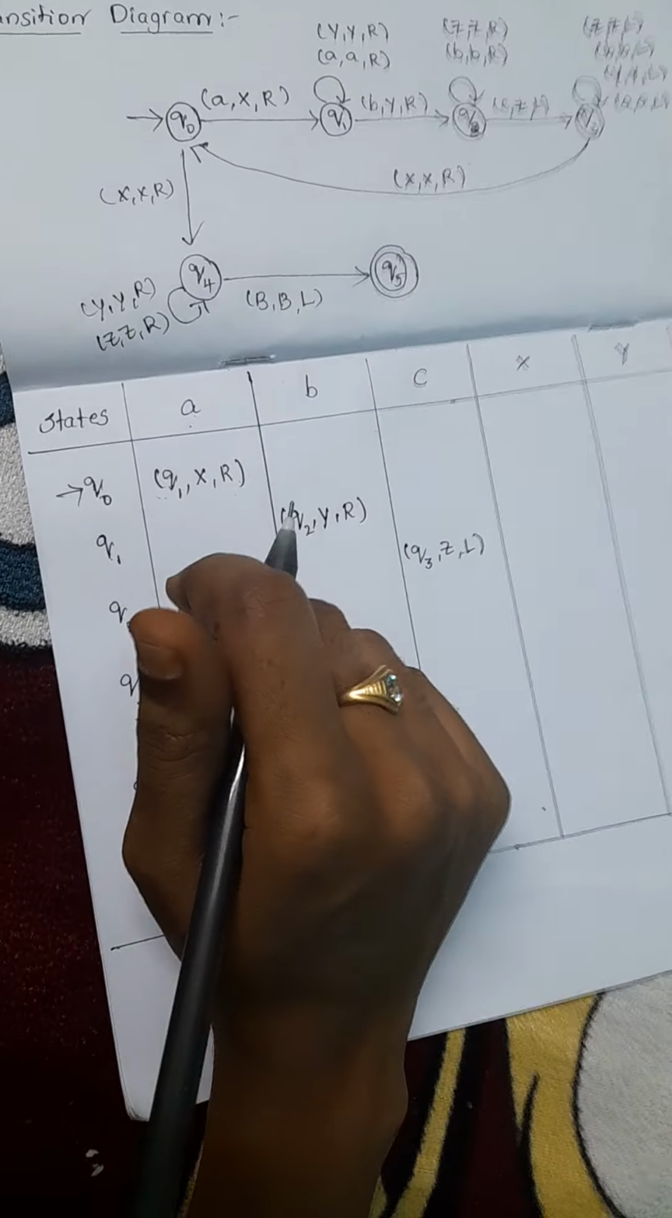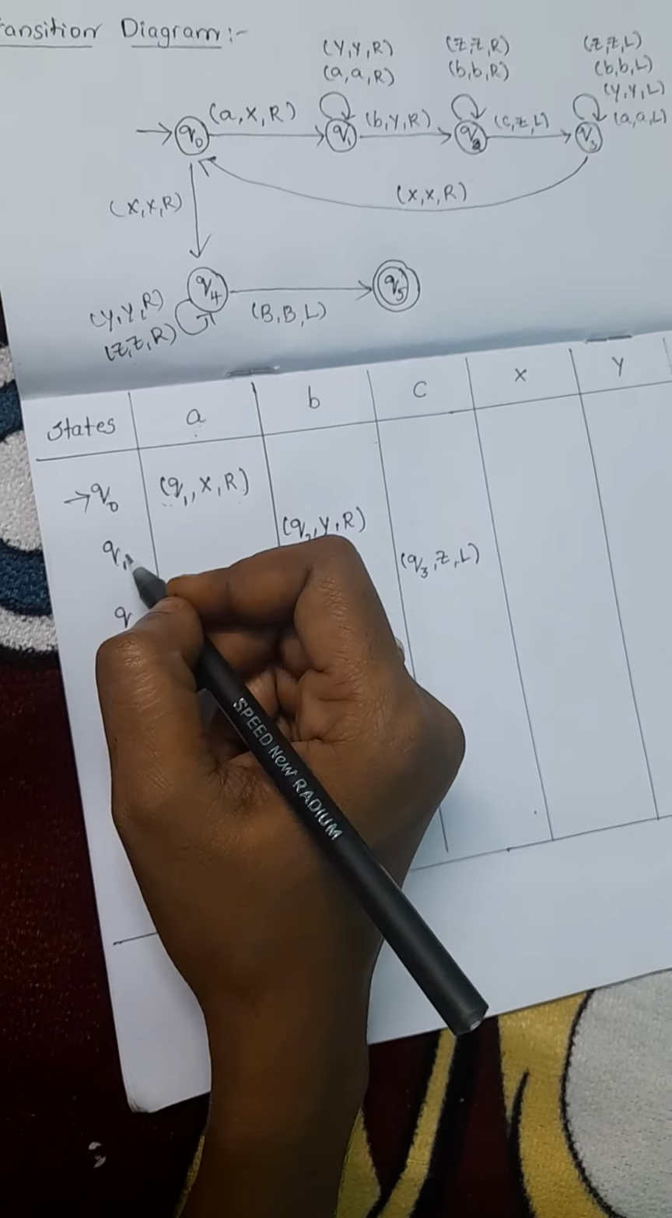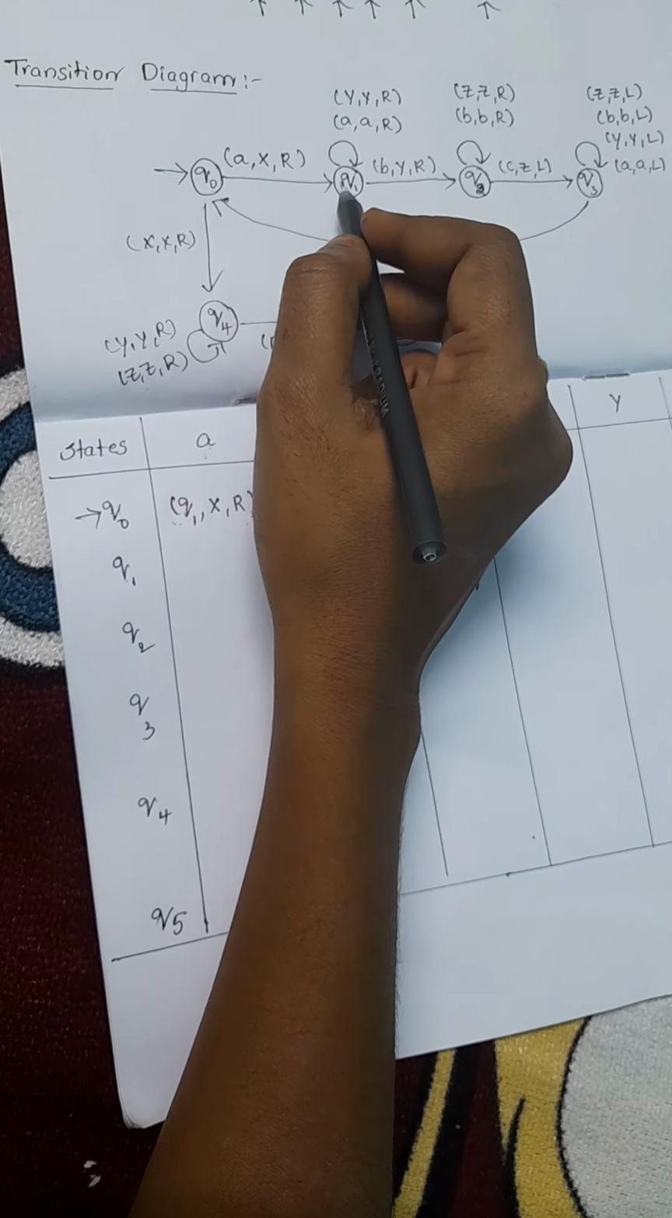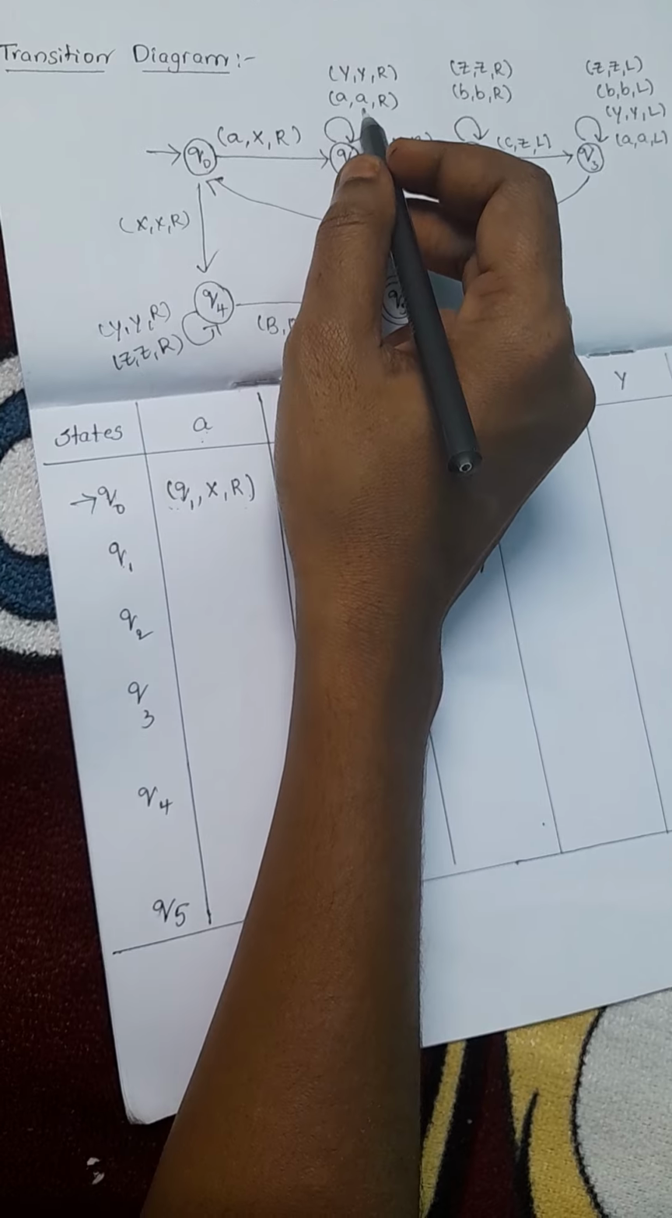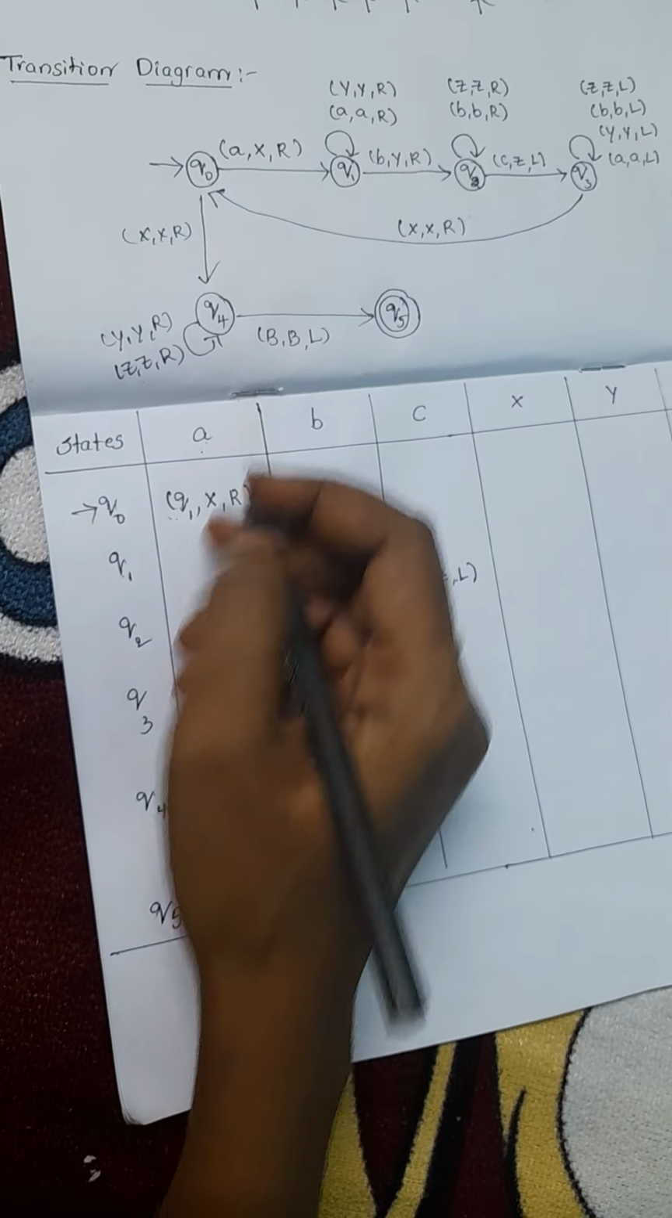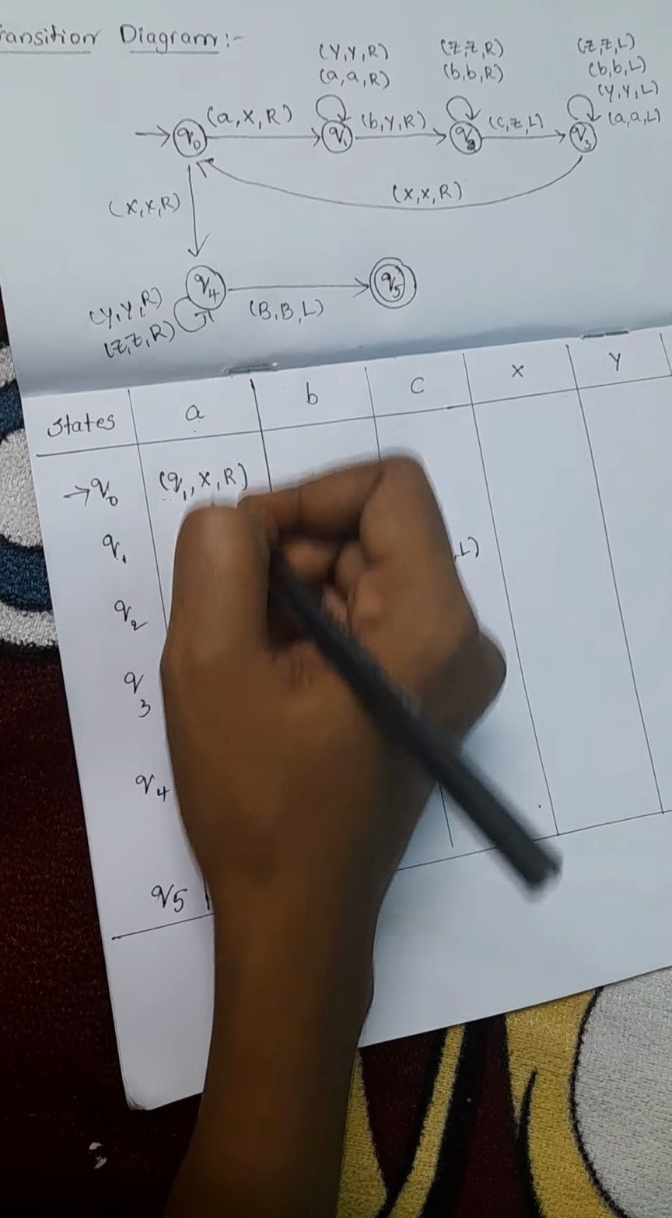And here we need to write some more things also. Here, after we have reached Q1 state, we are having self loops. A remains A only. Q1 state, A.